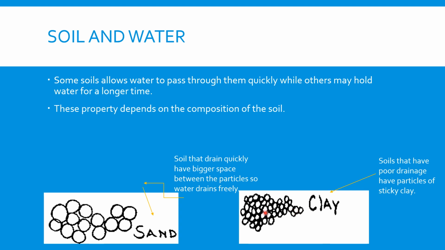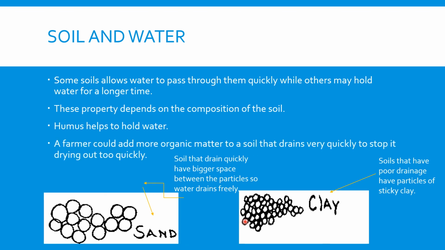Soils that drain quickly have bigger spaces between the particles, so water drains freely. A farmer could mix more sandy particles into a sticky soil so that the water drains more easily. Humus helps to hold water. A farmer could add more organic matter to a soil that drains very quickly to stop it drying out too quickly.